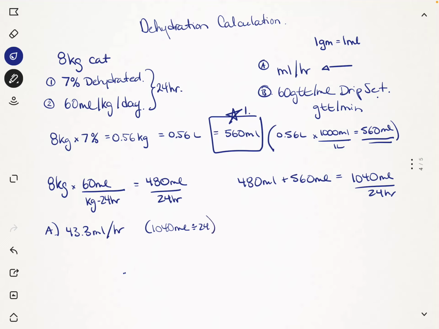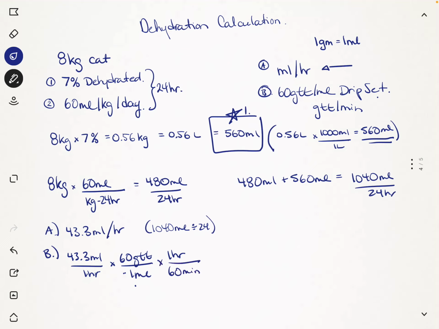Now, if we're going to figure out what the drips per minute are, we can do that here by taking our hourly rate. We don't need to do the math again, we already have it above. So 43.3 mils per 1 hour. And we said we've got a 60 drips per mil set. So 60 drips per 1 ml. And we've got, for every 1 hour, there are 60 minutes.